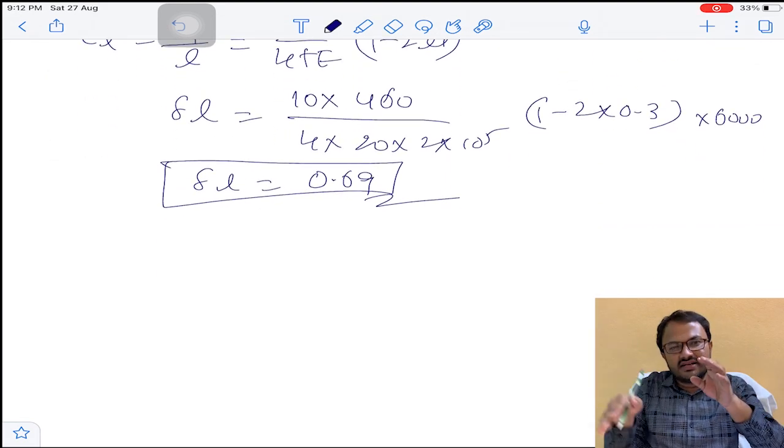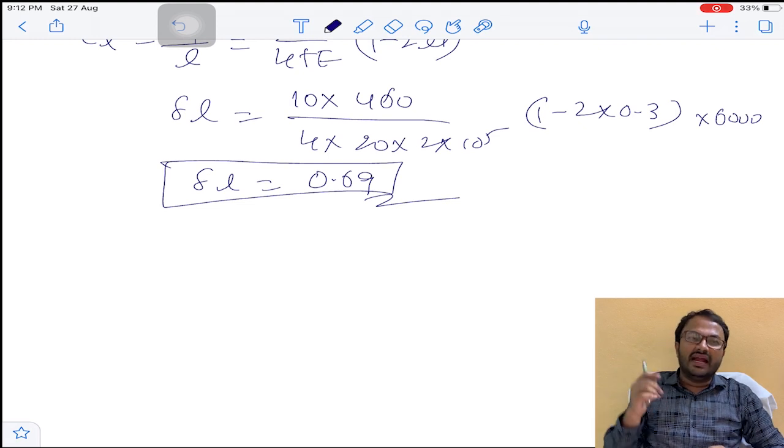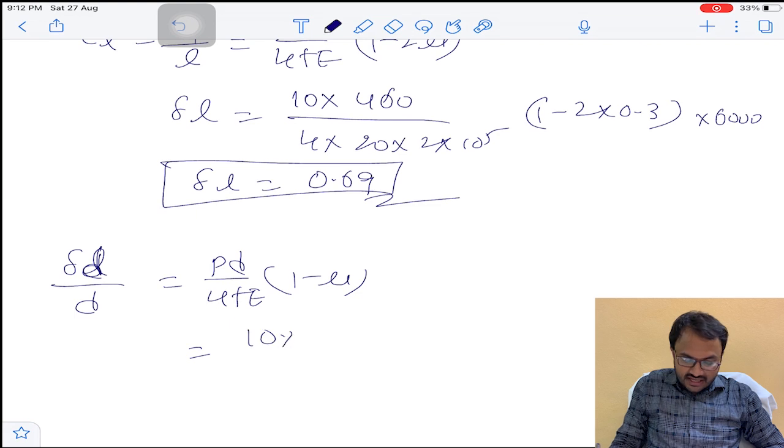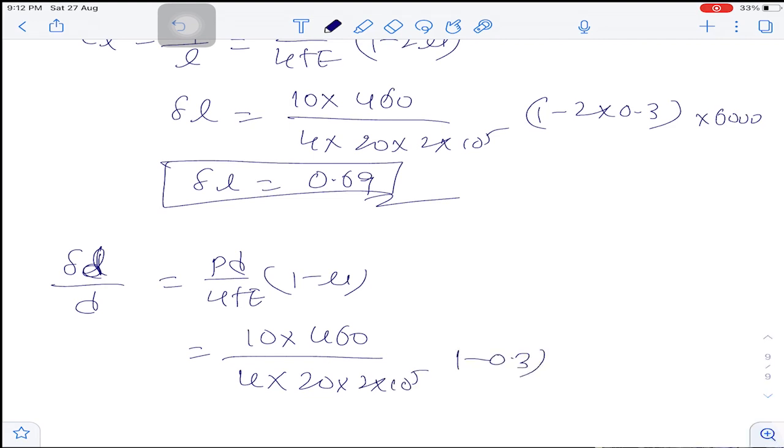And whenever the ends are spherical ends, it comes under spherical shell. We need to calculate the change in diameter as well. So that is change in diameter divided by original diameter is equal to PD by 4TE into (1 minus mu). So here P is 10, D is 460, 4T is 20, 2 into 10 power 5, 1 minus mu is 0.3. If we multiply by the diameter, how much is it? It is 460. So you will get delta D is equal to 0.0925.